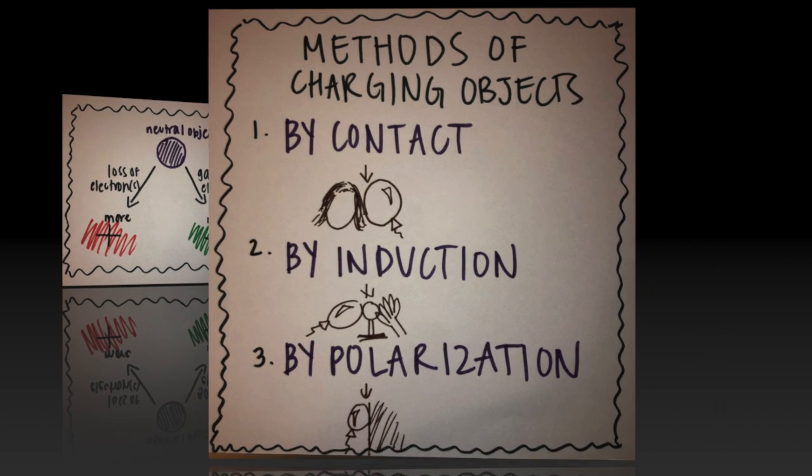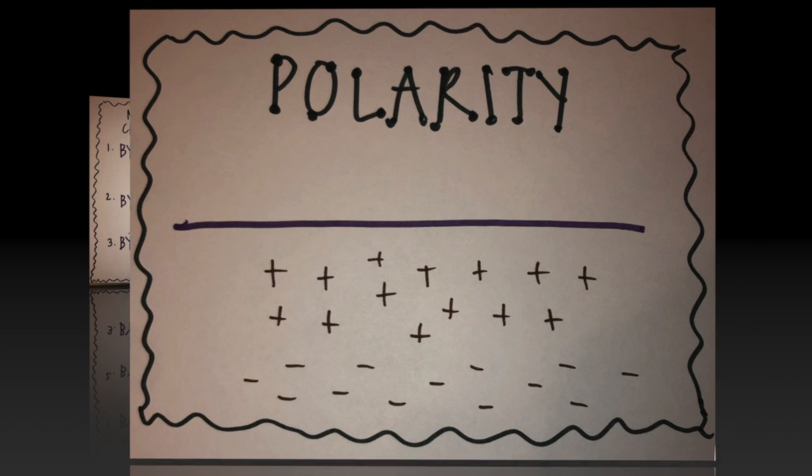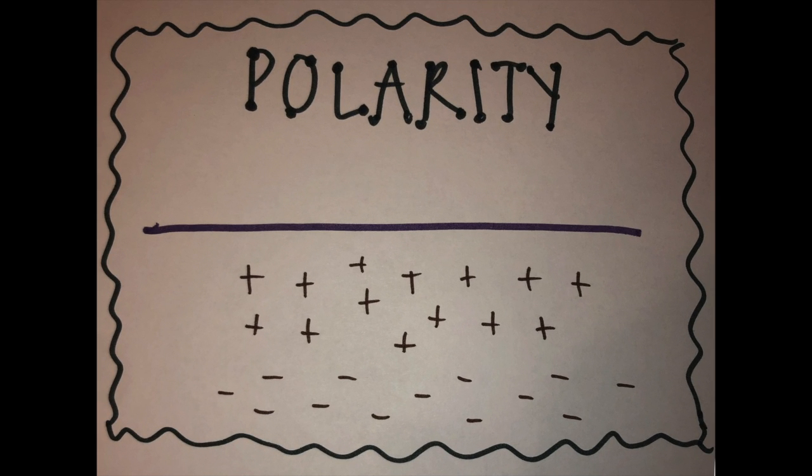There are 3 different methods in which an object can become charged: by contact, by induction, and by polarization. By contact is where 2 objects must touch each other. By induction is where no contact is required, but a grounding source is needed. And by polarization is where charges realign on the surface through contact or no contact. Polarity means the separation of positive and negative charges.